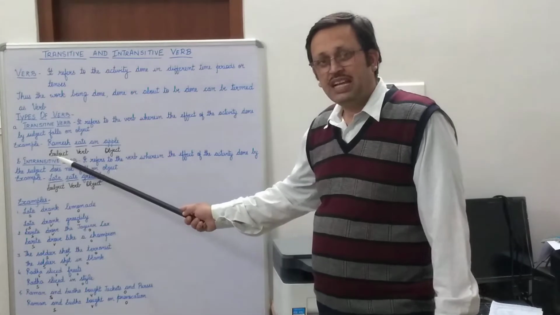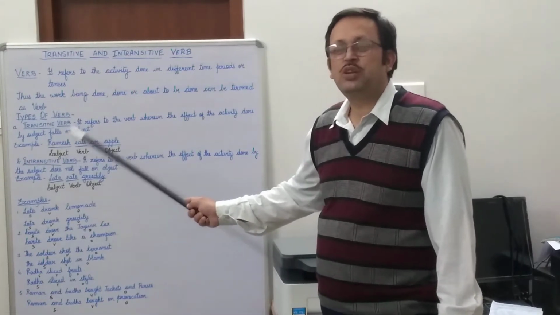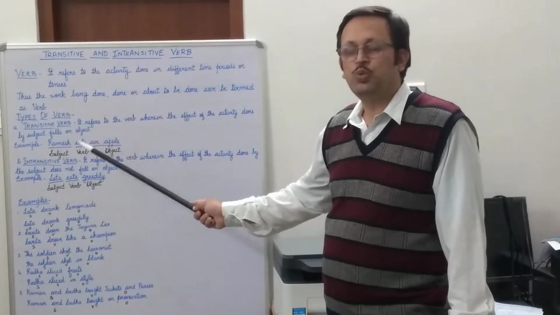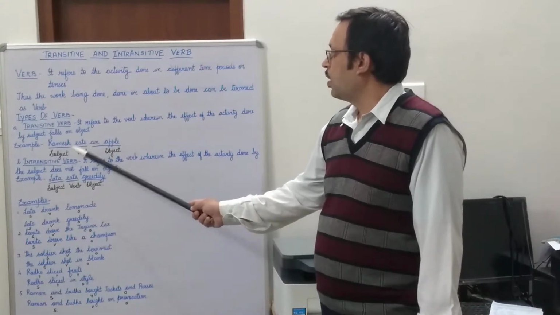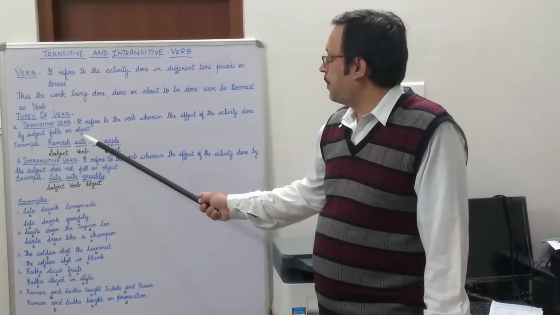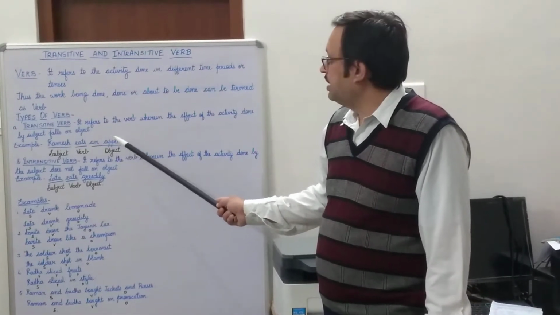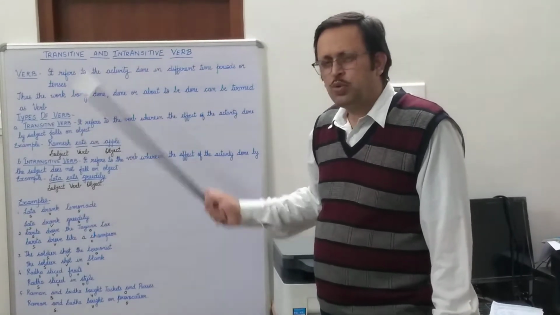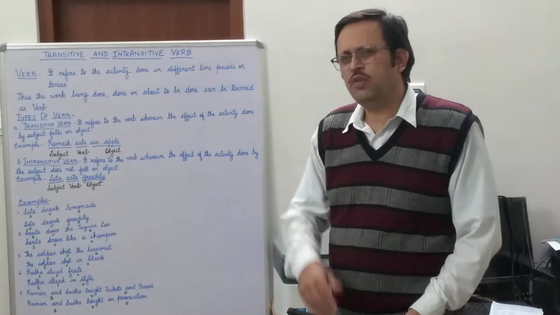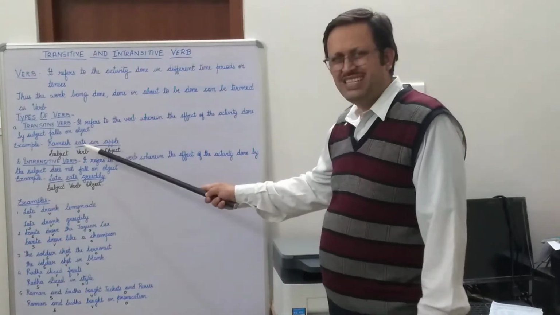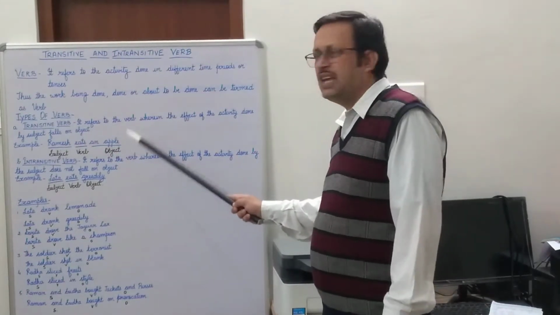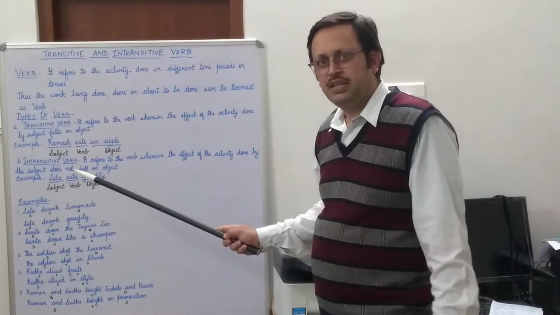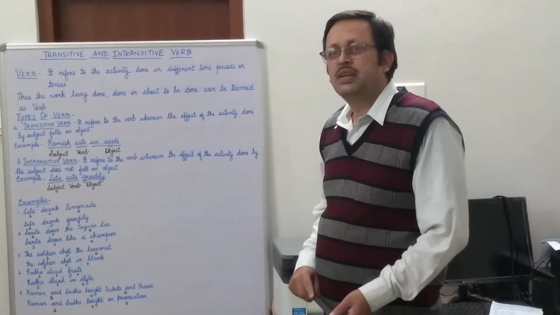And who is doing the activity? That is Ramesh. So Ramesh has become the subject or the doer of the activity. And what is being done? Here the object is the apple. So here the question arises whether the effect of the activity done by the Ramesh, that is eating, is it coming on the apple? Yes. Yes, the apple is being eaten.